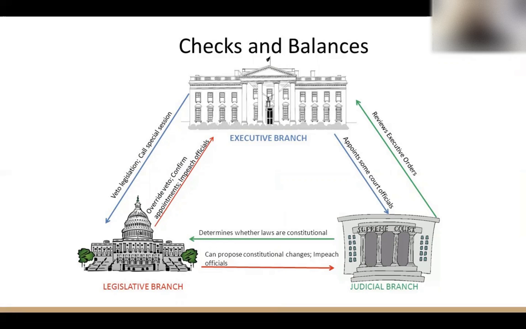For the sake of time, I'm not going to go through every single arrow here, but feel free to pause it and take a look at it. However, I will go over the checks and balances that occur between the executive and the legislative branch, for example. If you see the blue arrow going down from the executive to the legislative branch, the executive branch has the ability to veto legislation. So if the legislative branch decides to come up with a bill, the president has the right to veto that.